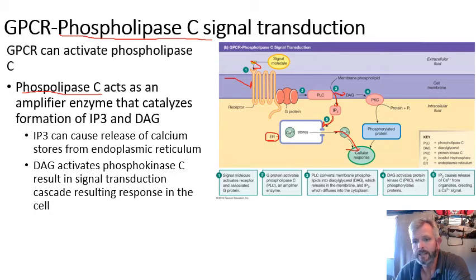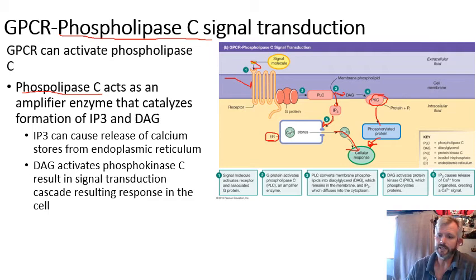The DAG, the diacylglycerol, can activate protein kinase C, which can then phosphorylate proteins, and again, phosphorylated proteins can go through a signaling cascade and again give a cellular response. Okay, I kind of wanted you guys to see the big picture.